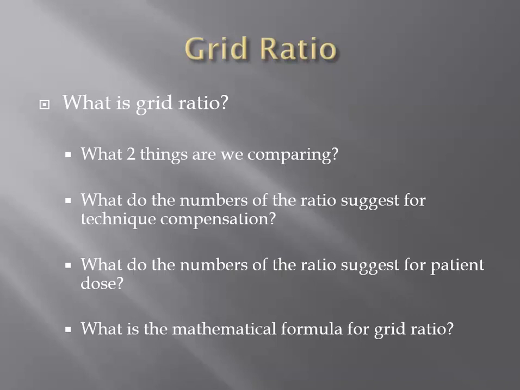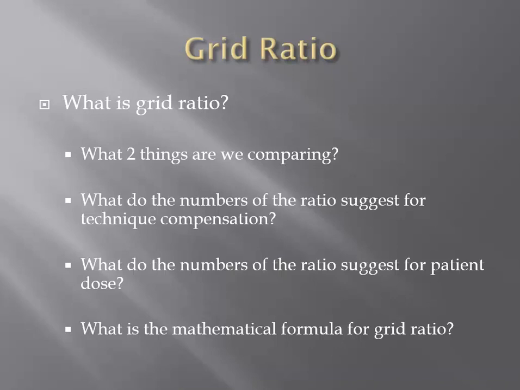To again review grid ratio and what it is, what we're looking at are two different things that we're comparing. It's a ratio. So it's the height of the grid strip divided by the distance in between them. Again, sometimes students have a tendency to make the height of the grid strip divided by the thickness of the grid strip, and that's not it. It's the height of the grid strip divided by the distance in between them. So an 8-to-1 grid would have a grid strip that is 8 times as high as the distance in between them.